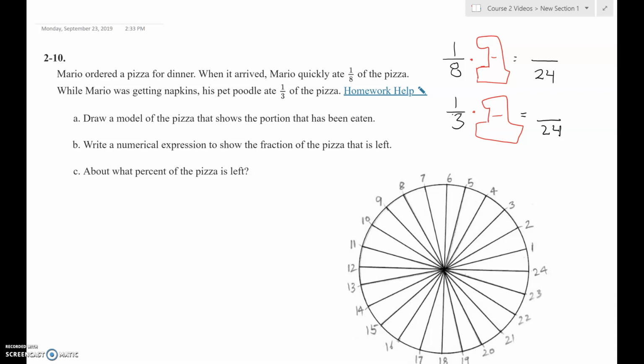So I wanted to think of, well, it's difficult to have the pizza cut into eighths and have it cut into thirds. So I wanted to come up with some kind of common denominator. And here we go. We've got a pizza that's now cut into 24ths. I'm using the multiplicative identity. Thanks, Miss Hart, for that.